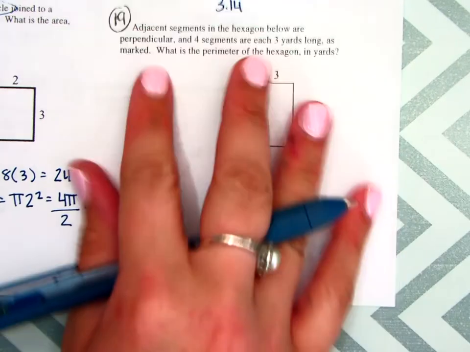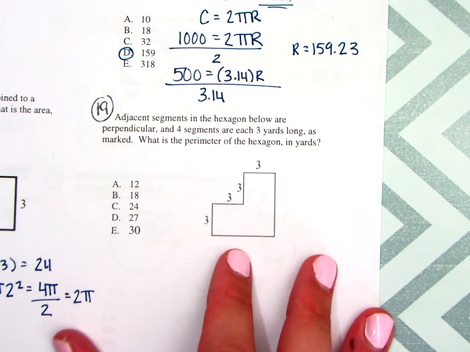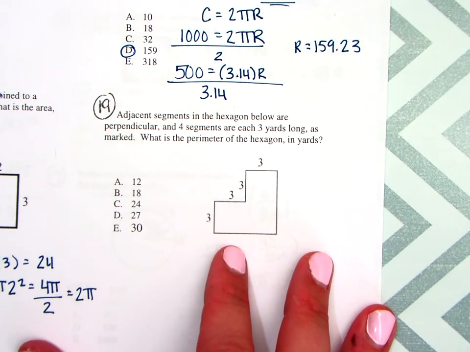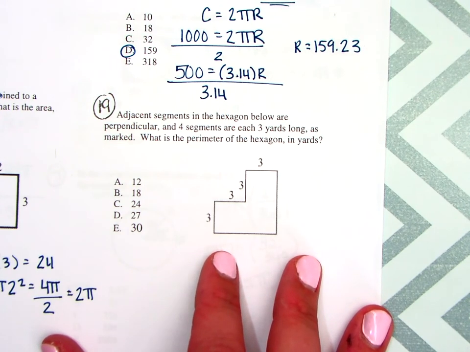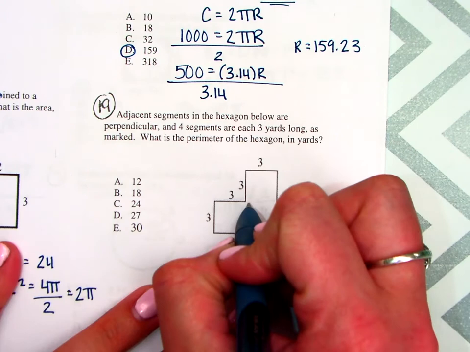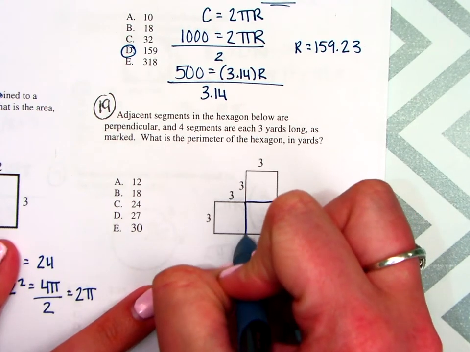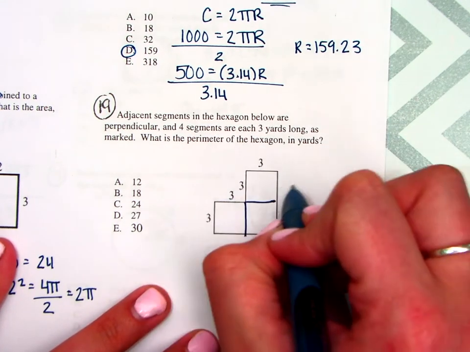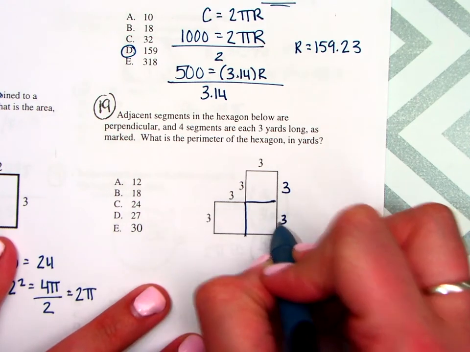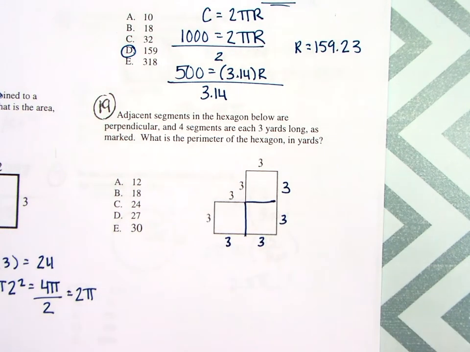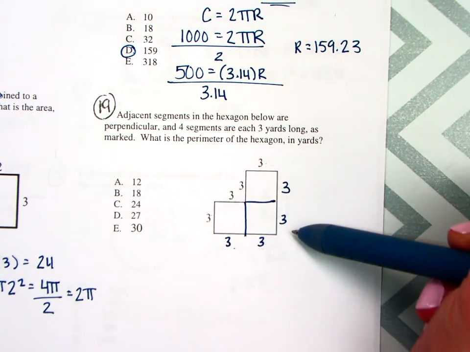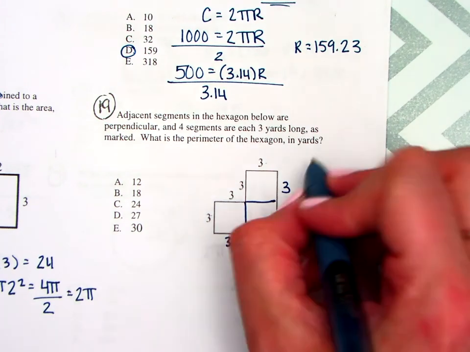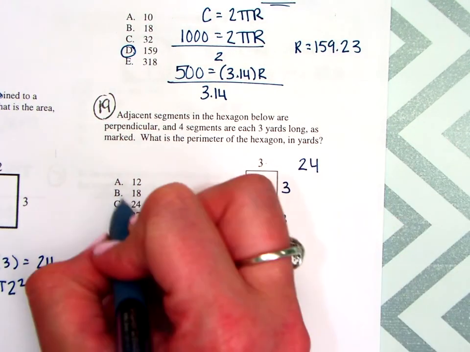And number 19, adjacent segments in a hexagon below are perpendicular, and 4 segments are each 3 yards long. What is the perimeter of the hexagon? So this is actually a bunch of squares. So this distance is 3, this distance is 3, 3, and 3. So to find the perimeter, you're just adding all of the 3's together. So 3 plus 3 plus 3 plus 3 plus 3 plus 3 plus 3 plus 3 is 24. Option C.